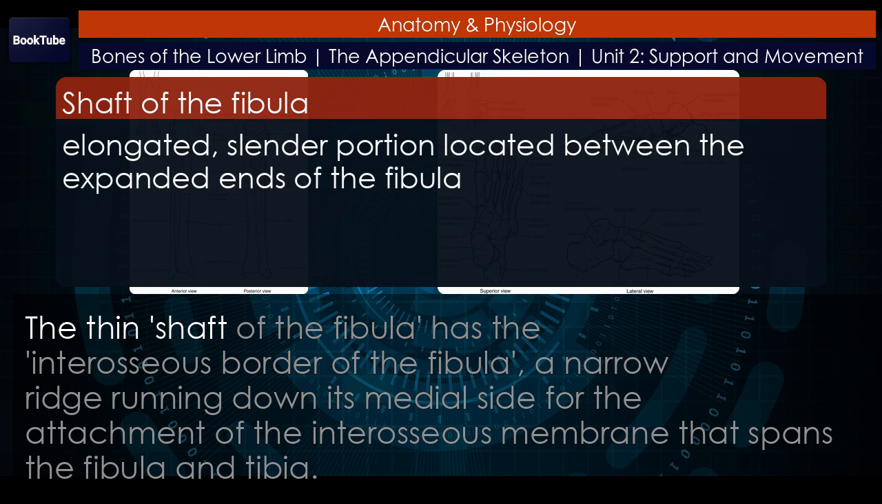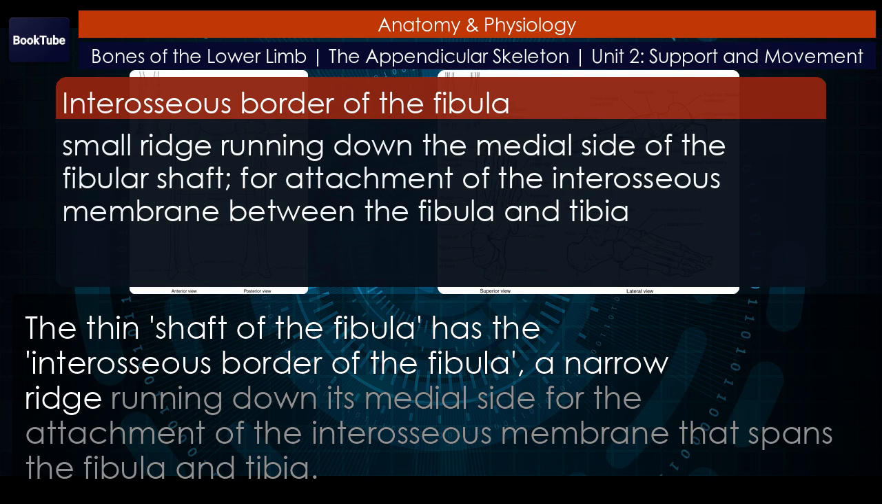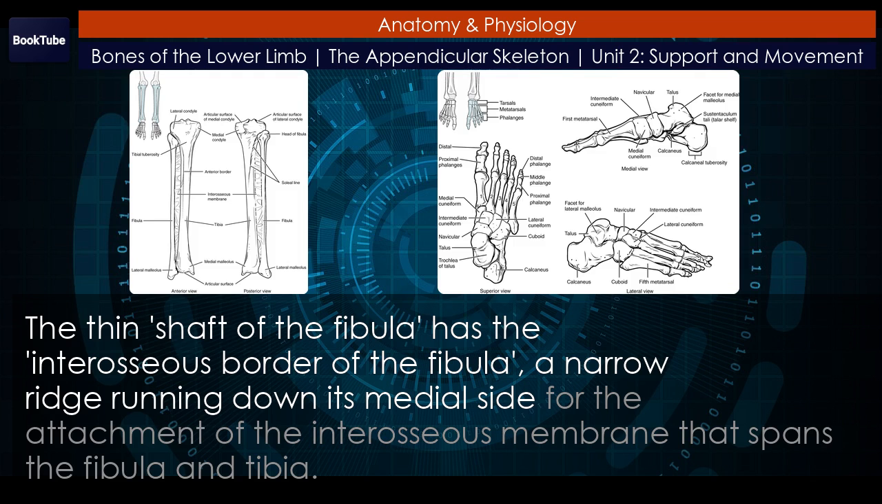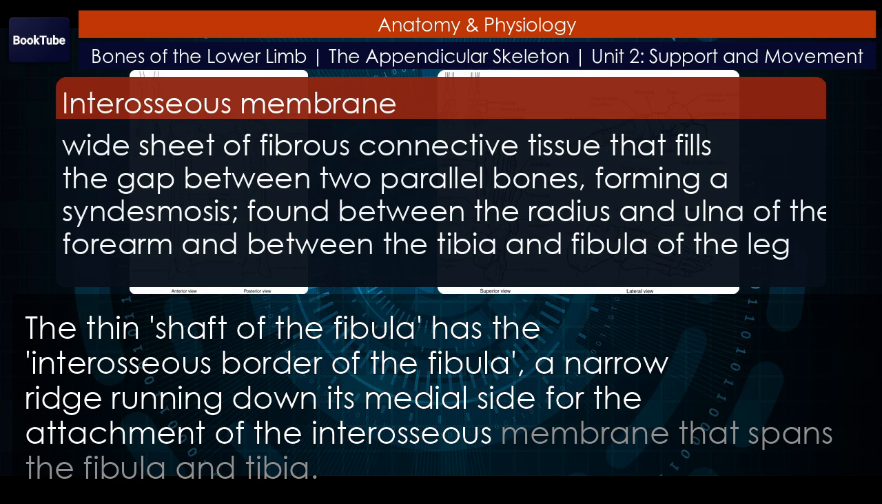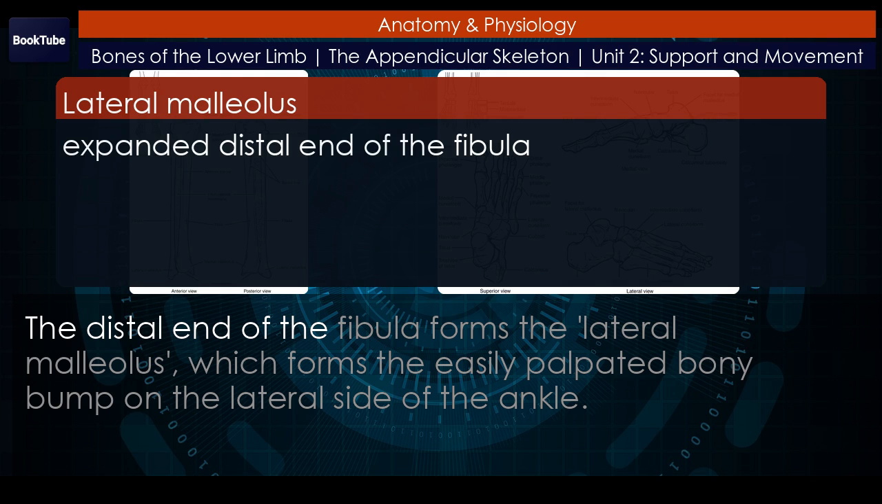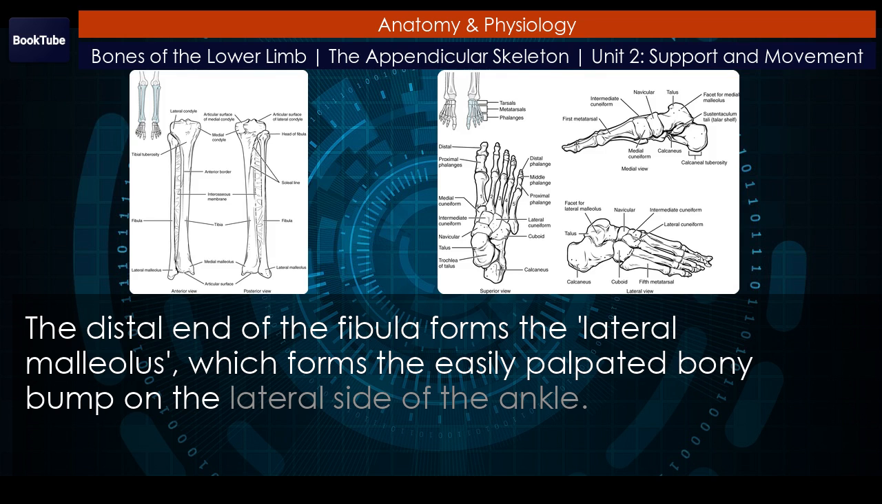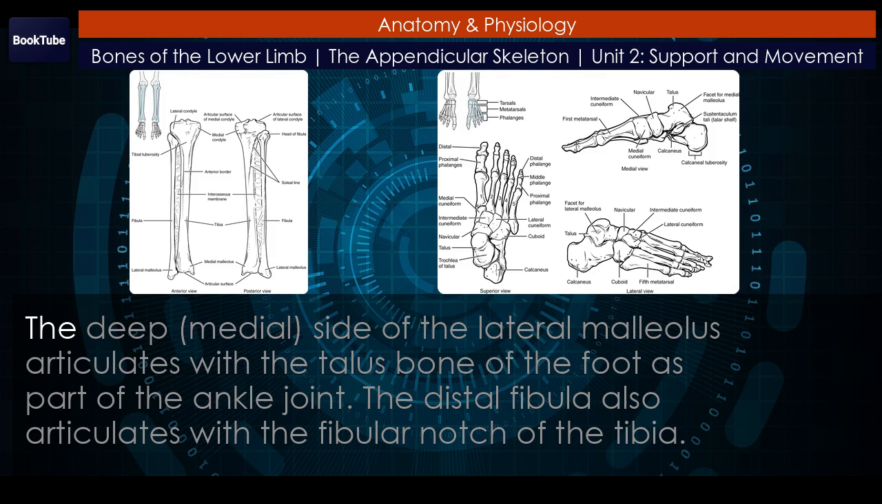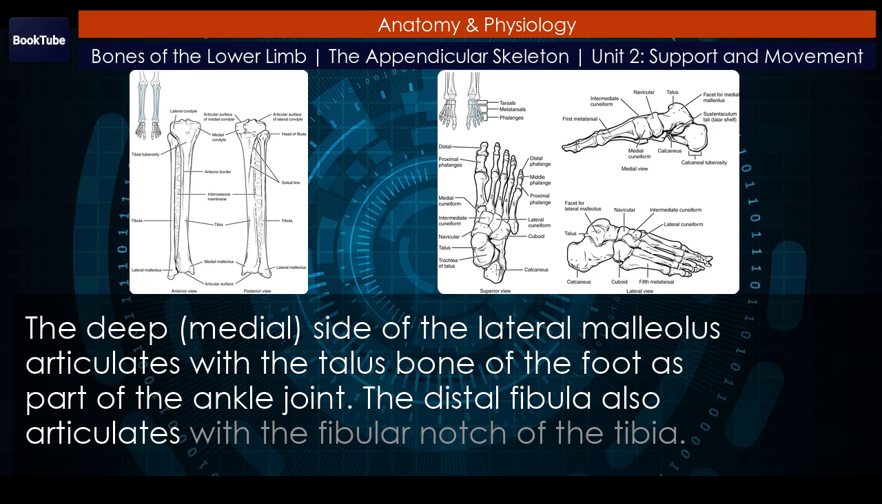The thin shaft of the fibula has the interosseous border of the fibula, a narrow ridge running down its medial side for the attachment of the interosseous membrane that spans the fibula and tibia. The distal end of the fibula forms the lateral malleolus, which forms the easily palpated bony bump on the lateral side of the ankle. The deep, medial side of the lateral malleolus articulates with the talus bone of the foot as part of the ankle joint. The distal fibula also articulates with the fibular notch of the tibia.